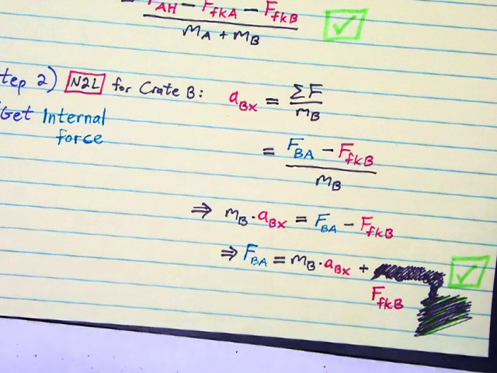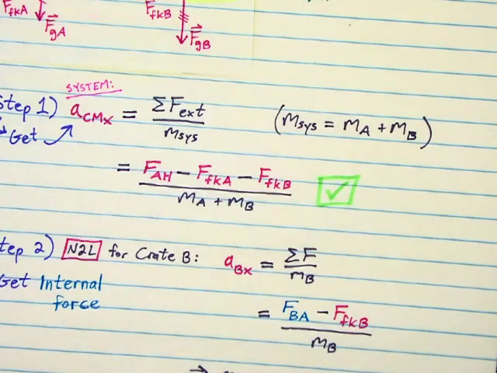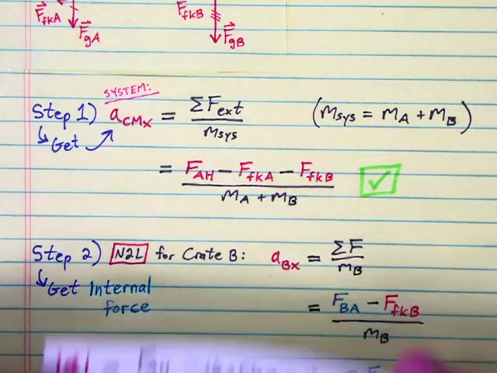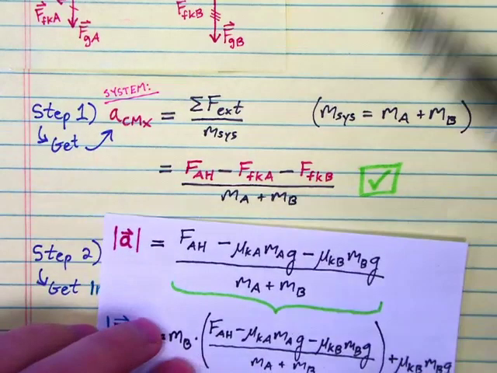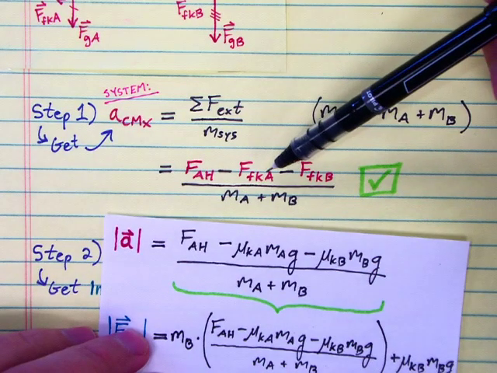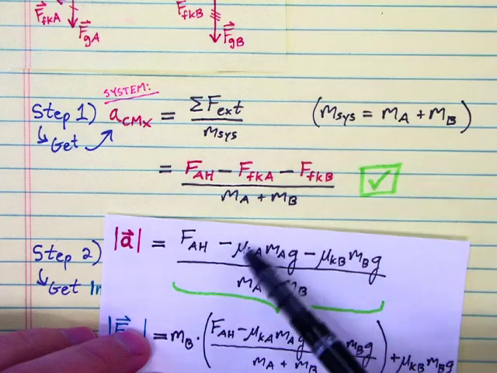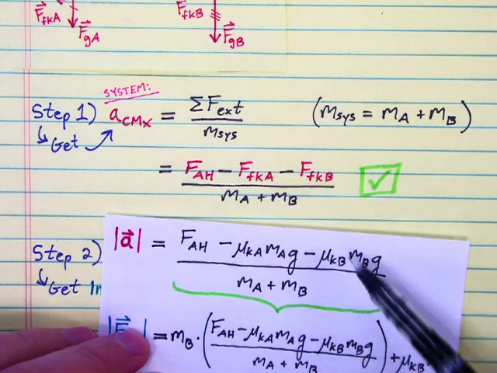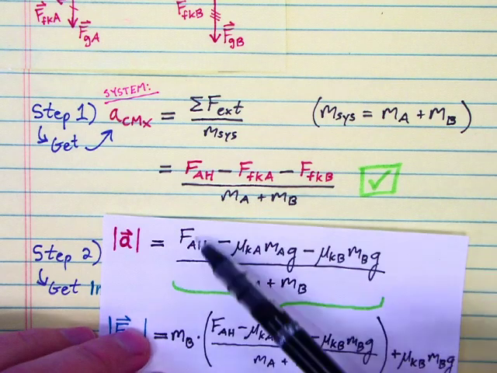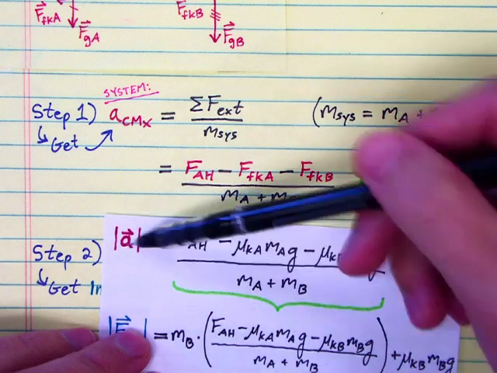Do you see why? Let's go back here. This expression for acceleration of the center of mass, if we plug in our given information, we know F_AH, and then we showed on the previous page that we can express these two forces of friction in terms of these combinations of variables here. So this would be like your final answer in terms of just the given variables. That's our acceleration of the system.